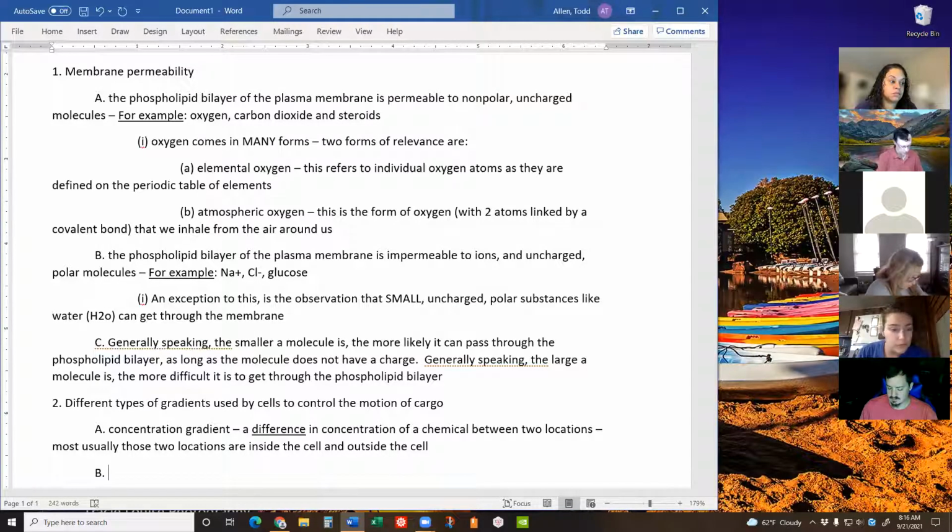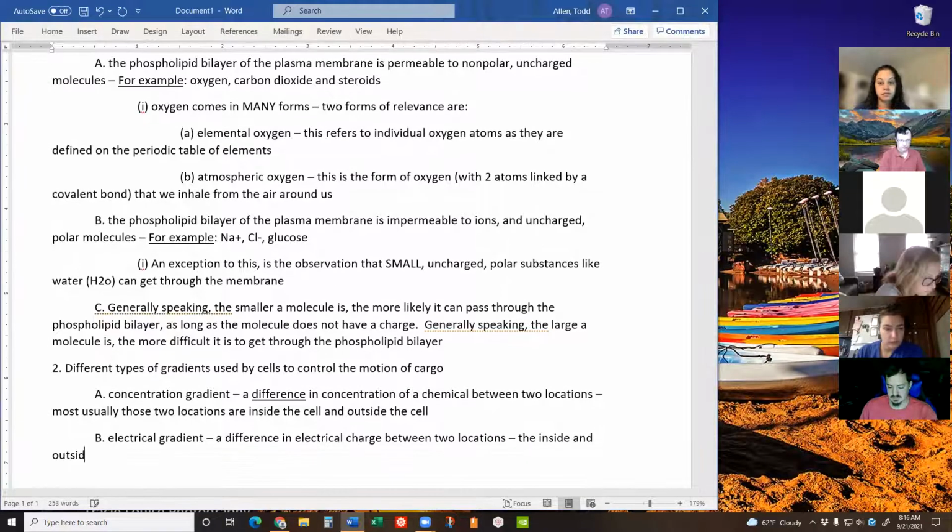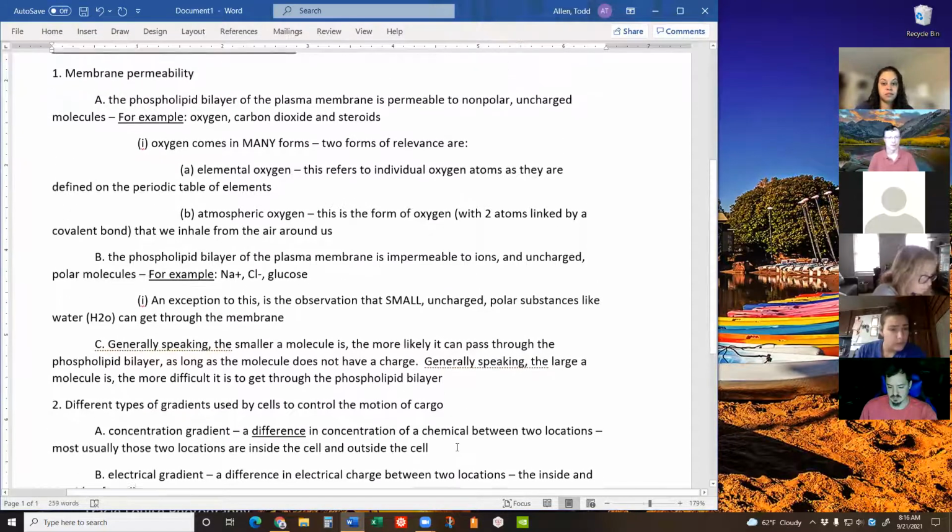Other gradients include electrical gradients. An electrical gradient is a difference in electrical charge between two locations, again, such as the inside and outside of the cell.